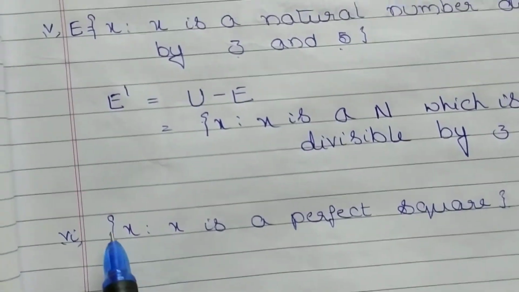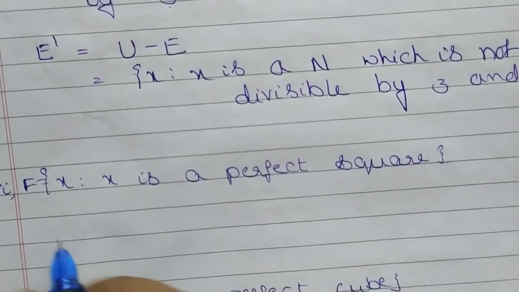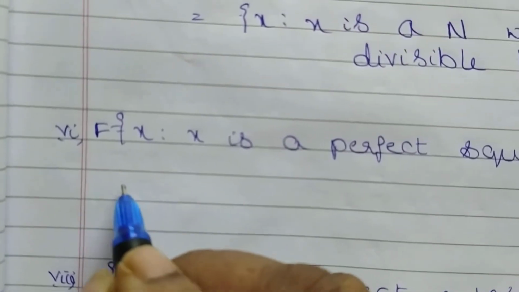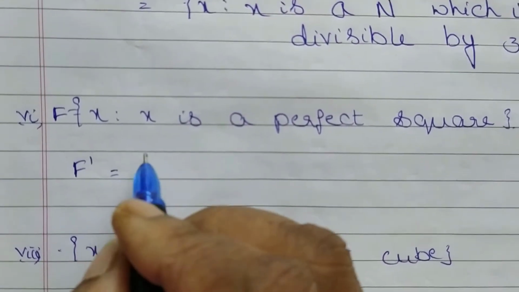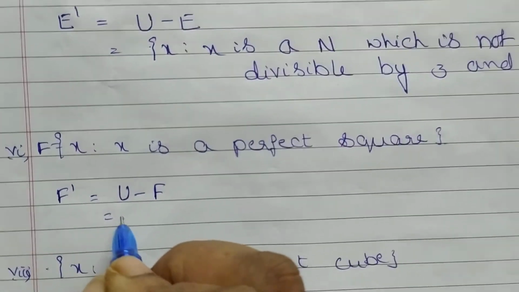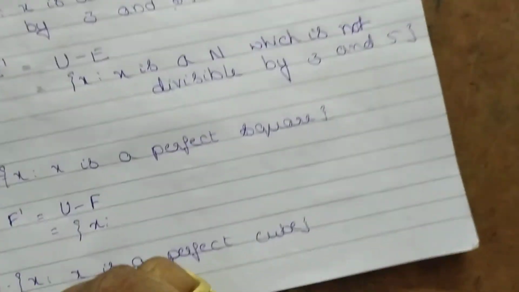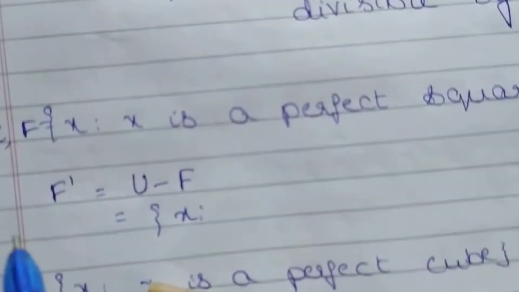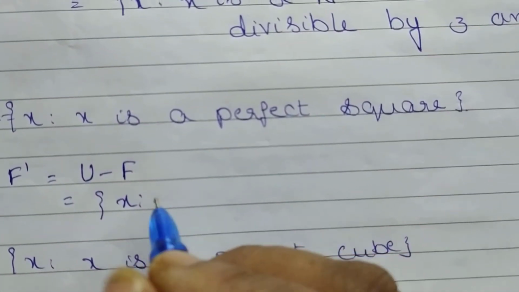Now, coming to the next one, F. F equals x such that x is a perfect square. So, now I should find out what is the complement of F. That is universal set minus F. If they had given it in the set builder form, it will be easy for us, and the given sets are infinite.